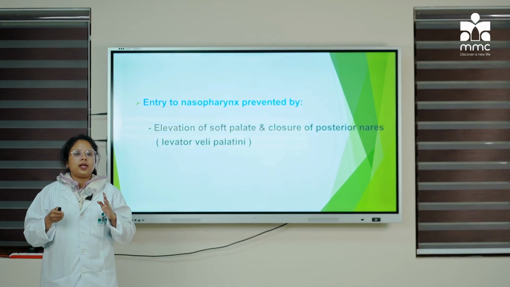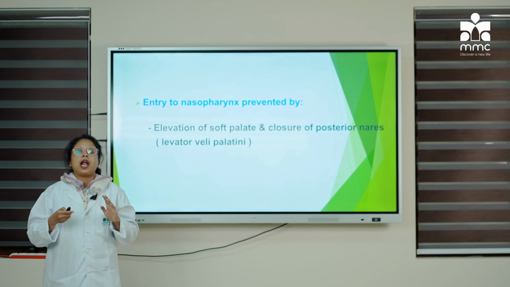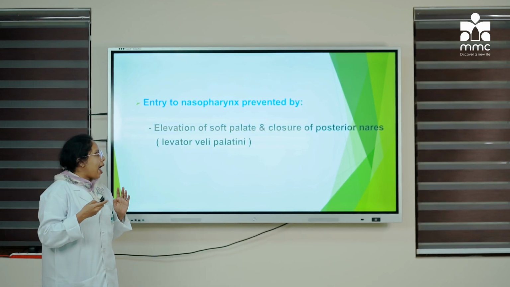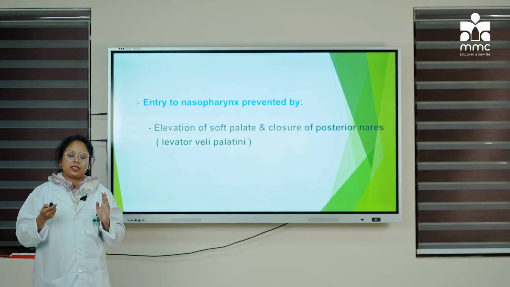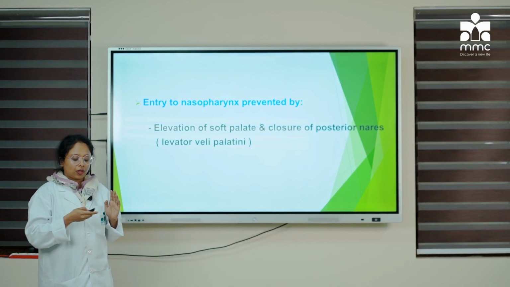Now, how is entry back into the nasopharynx prevented? It is prevented by elevation of the soft palate and closure of the posterior nares. The muscle involved is levator veli palatini.